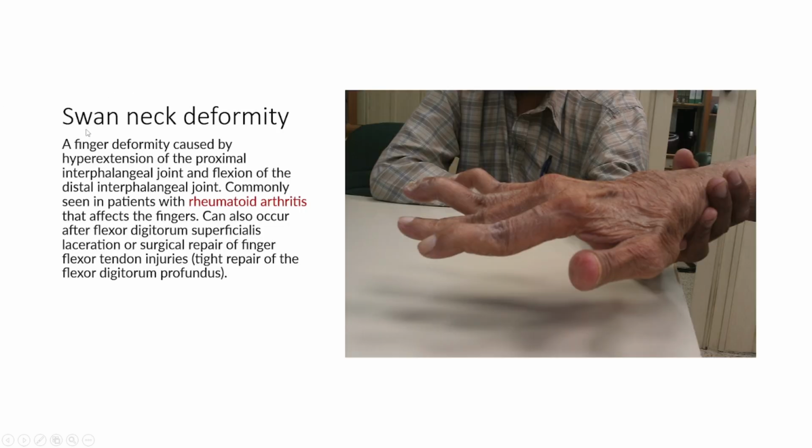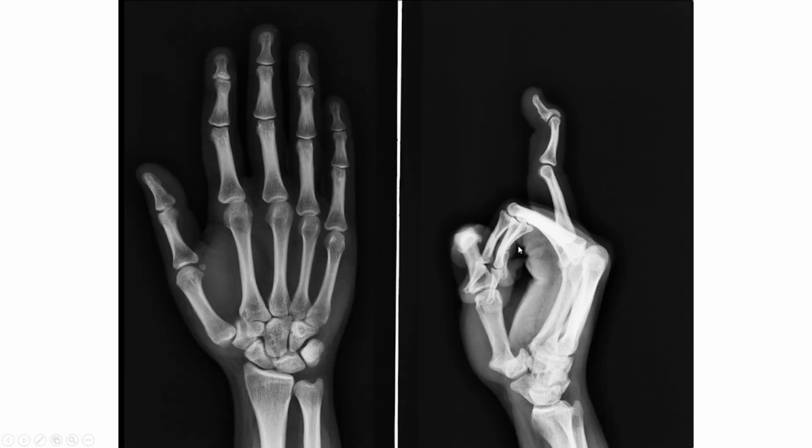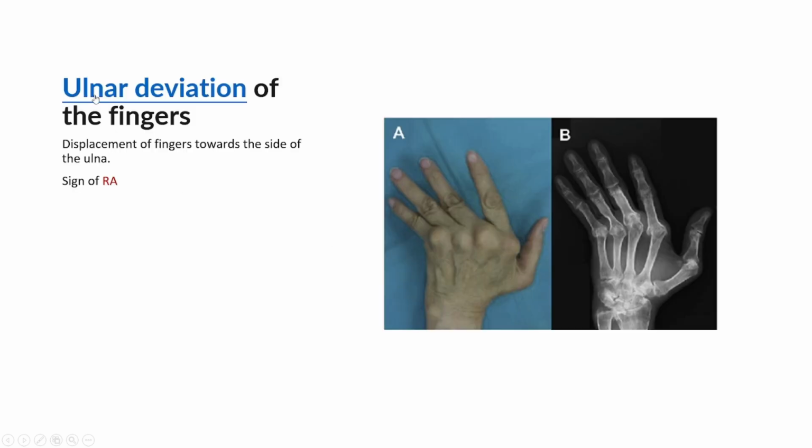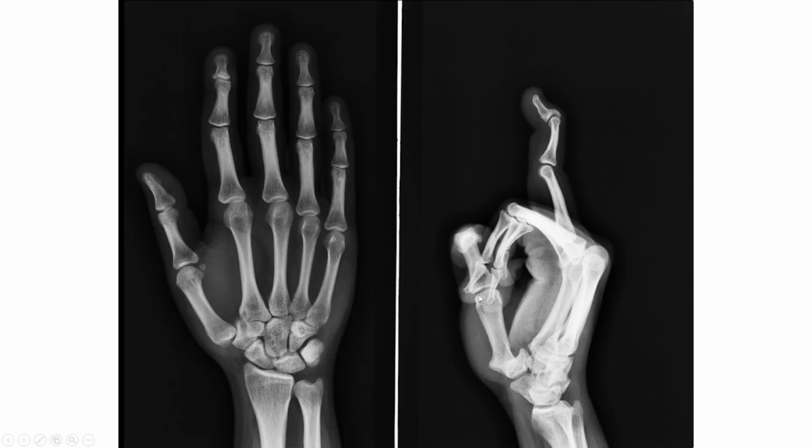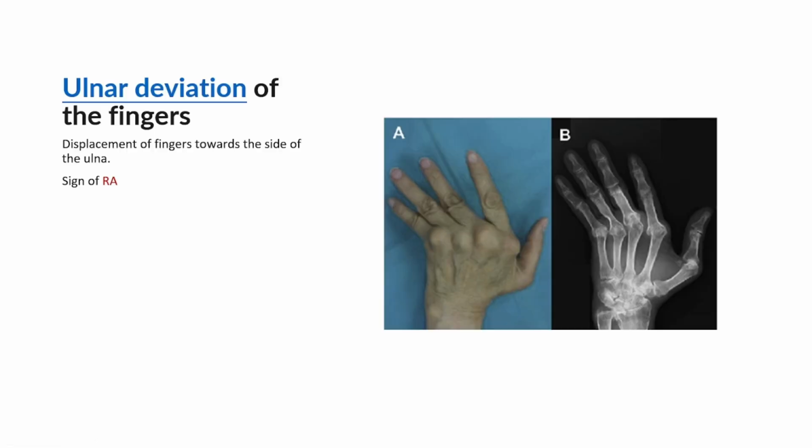Then we'll have swan neck deformity. So the finger will look like a swan neck. I hope you all know what a swan is. It's a classic sign for rheumatoid arthritis. This is a swan neck deformity under the X-ray. Very clear. Swan neck is a rheumatoid arthritis sign, by the way. I hope I mentioned it.